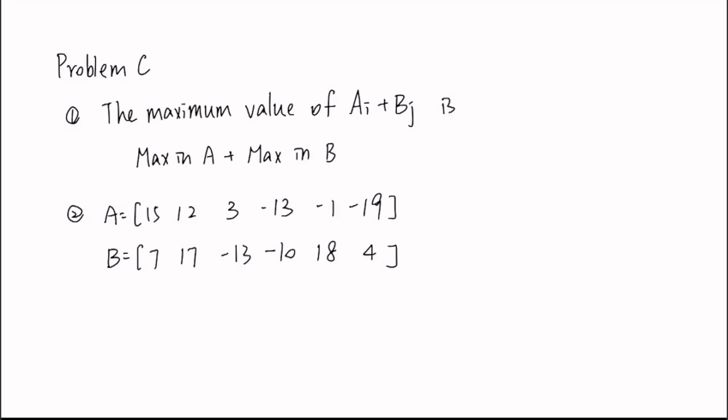We notice that the maximum value of A_i plus B_j is simply the maximum value in A plus the maximum value in B, so the choices have nothing to do with each other. So the time complexity is simply O(n) if we find the maximum value in A and the maximum value in B. For example, for this input, the maximum value in A is simply 15, and the maximum value in B is 18. So the answer would just be 15 plus 18.